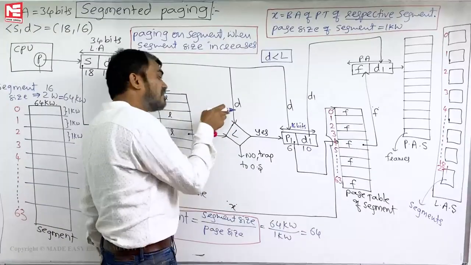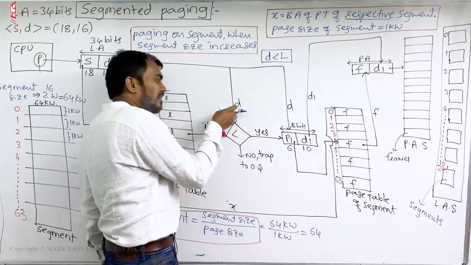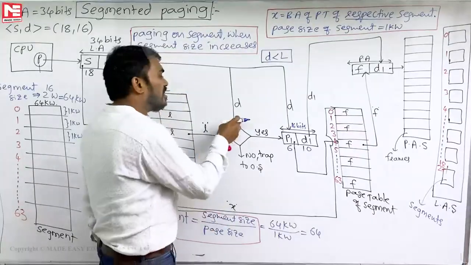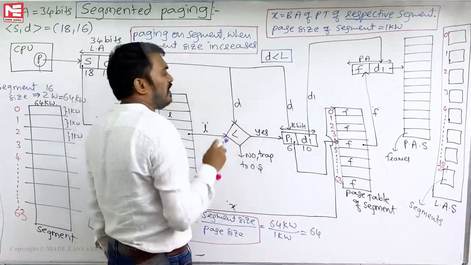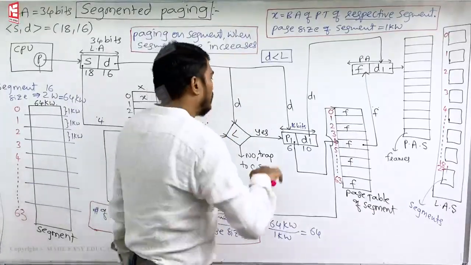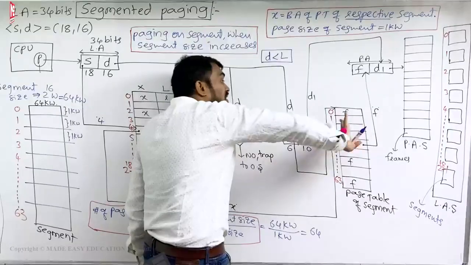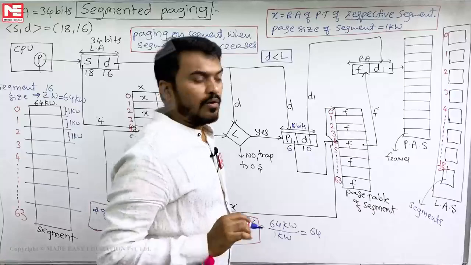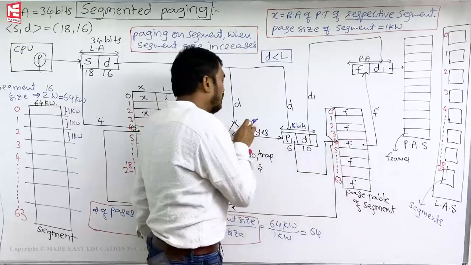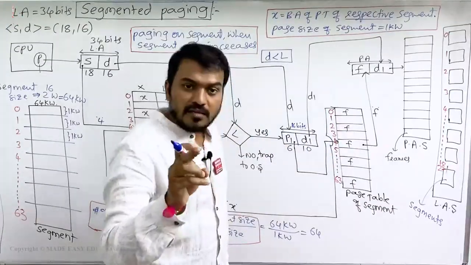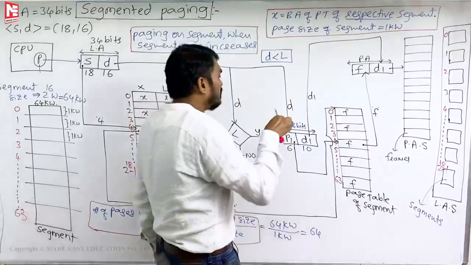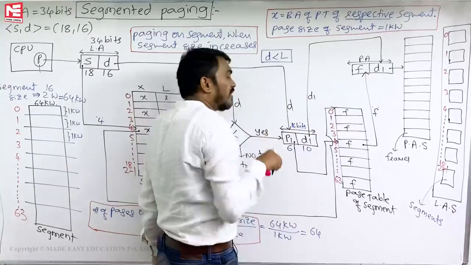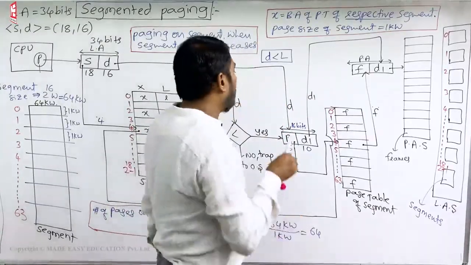Next, in case it is yes, if D less than L, if this condition is yes, then what is going to happen? Now remember, this is the new thing coming here. So if D less than L, if the condition is yes, then what is happening here? The 16 bits of D. Look, D, what does D mean? Segment offset.